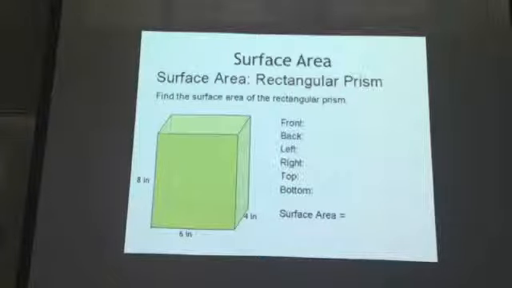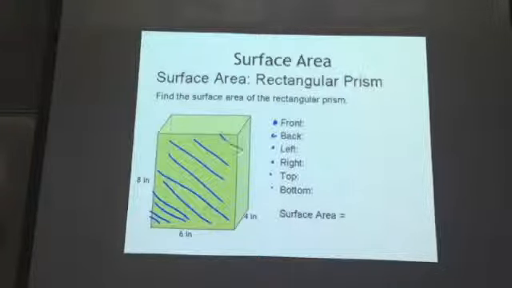I'm talking about what's the area of my front, what's the area of my back, how about the left, the right, the top, the bottom. So any kind of a cubed figure has 6 sides. So if I find the area of each side separately, then I can just add them all together and I would get my total surface area. So let's all do the front together first. So my front rectangle would be this one right here, which would be 8 times 6.